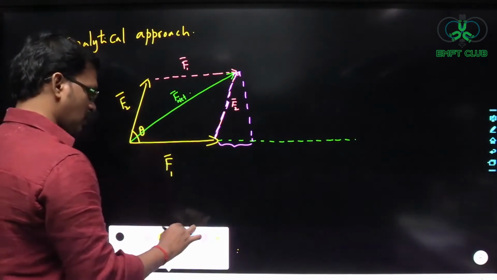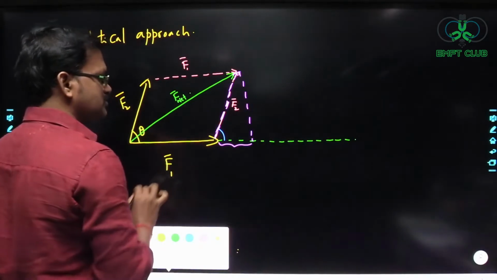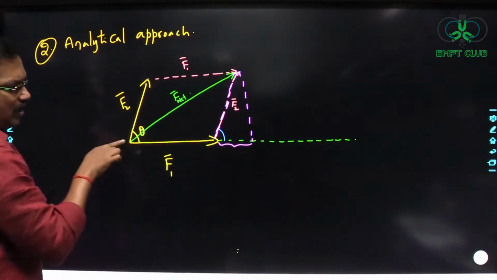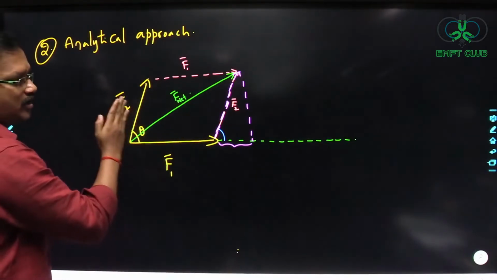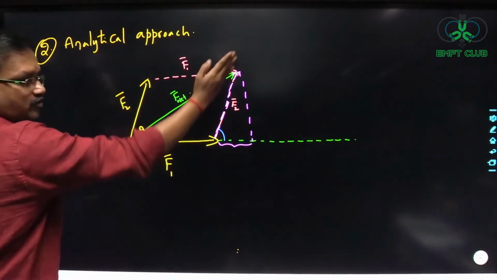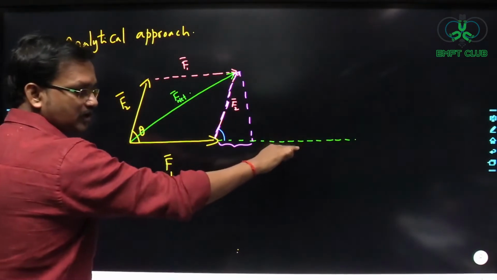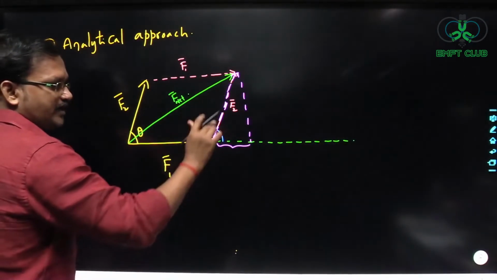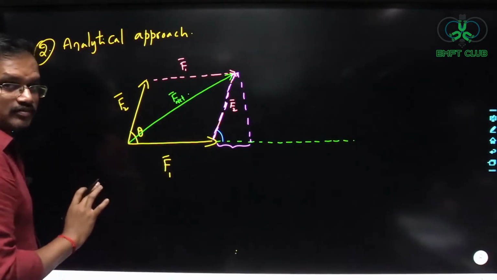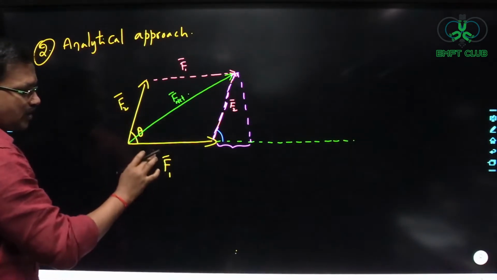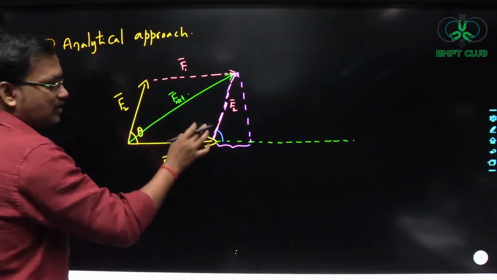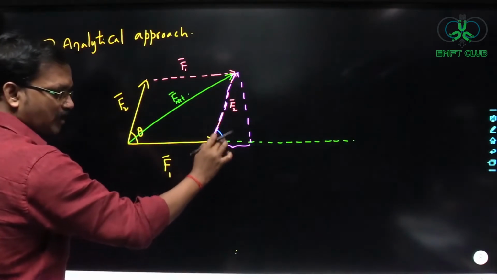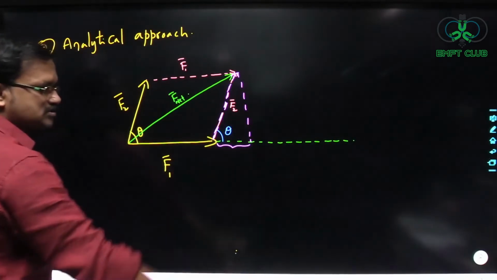Now what is this component here? First of all, tell me what is this angle? The angle between F2 bar and F1 bar is nothing but theta. Now here you have drawn a parallel line to F2 bar, and this line is along F1 bar. So what is the angle between F2 bar and this line? It is just like the angle between F2 bar and F1 bar. Yes or no? So the angle between F2 bar and F1 bar is theta, and here also the angle must be theta.